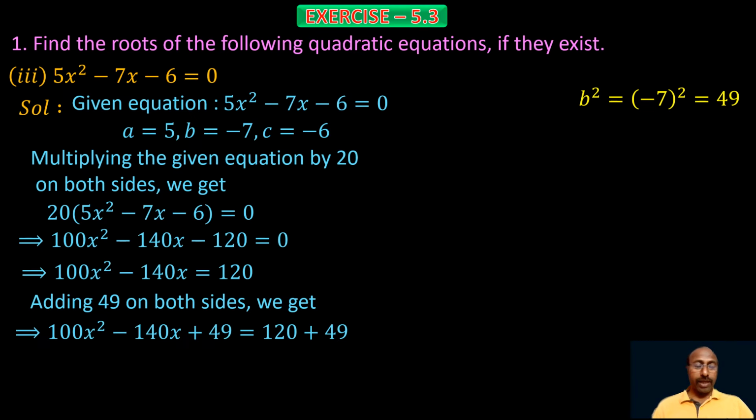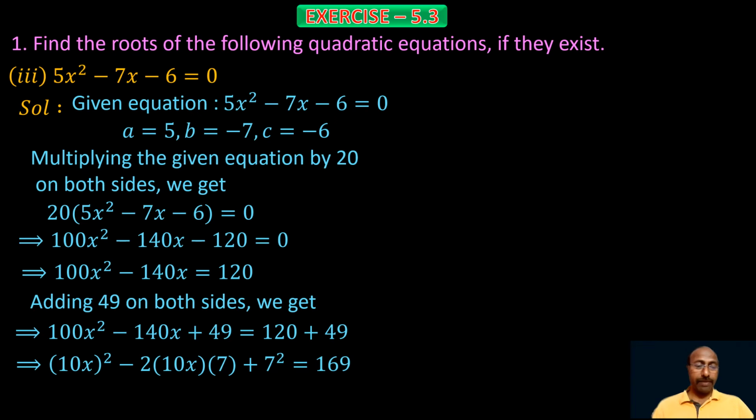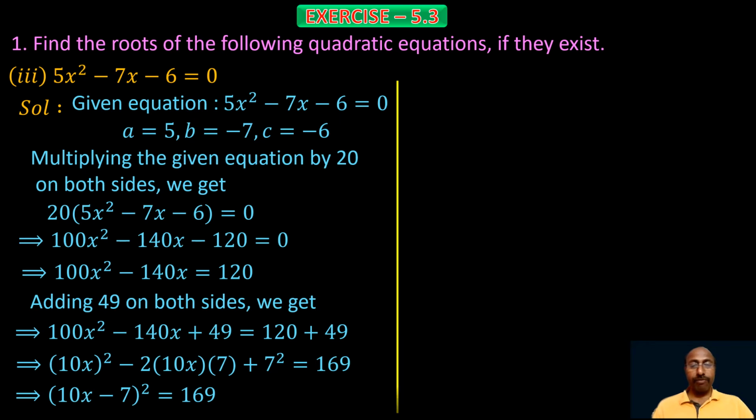So now the terms on the left side can be expressed like 10x whole square minus 2 into 10x into 7 plus 7 square is equal to 169. That is, these three terms are of the form a square minus 2ab plus b square. And we know that a square minus 2ab plus b square can be written as a minus b whole square. That is, 10x minus 7 whole square is equal to 169.